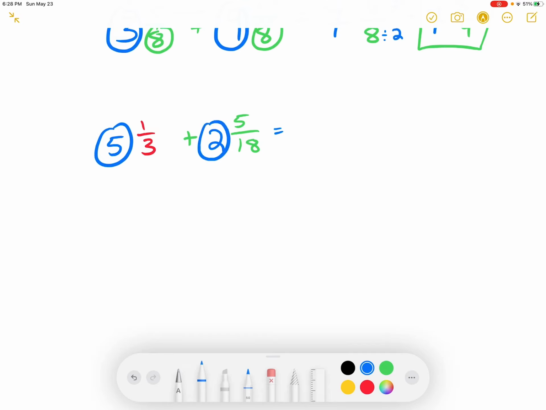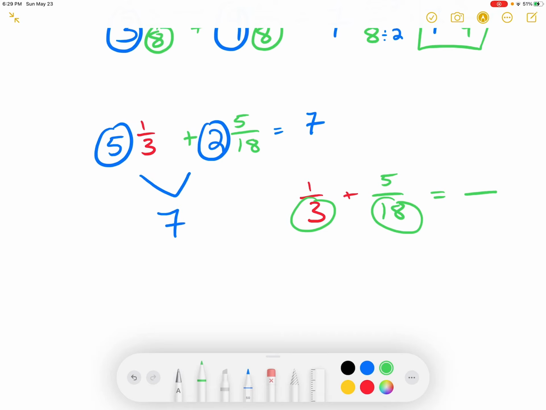I like to do it like this. First, let's deal with the whole numbers. 5 plus 2 is what? 7, right? So you got 7. Then you deal with the fractions. So I've got 1/3 over here plus 5/18. We got to remember that to add fractions, what do you need? You need common denominators. You have to understand your math facts. So 18 is a multiple of 3, because 3 times 6 is 18, so I can do that. So the common denominator will be 18.